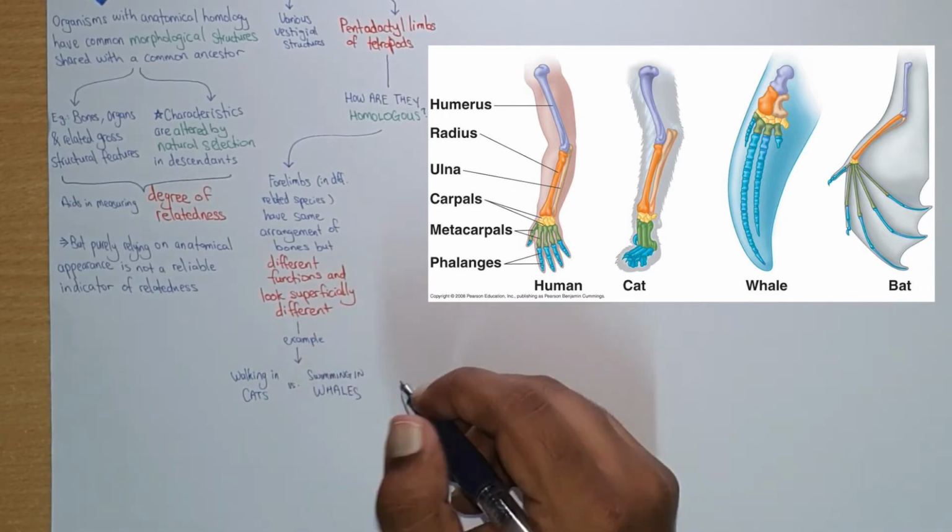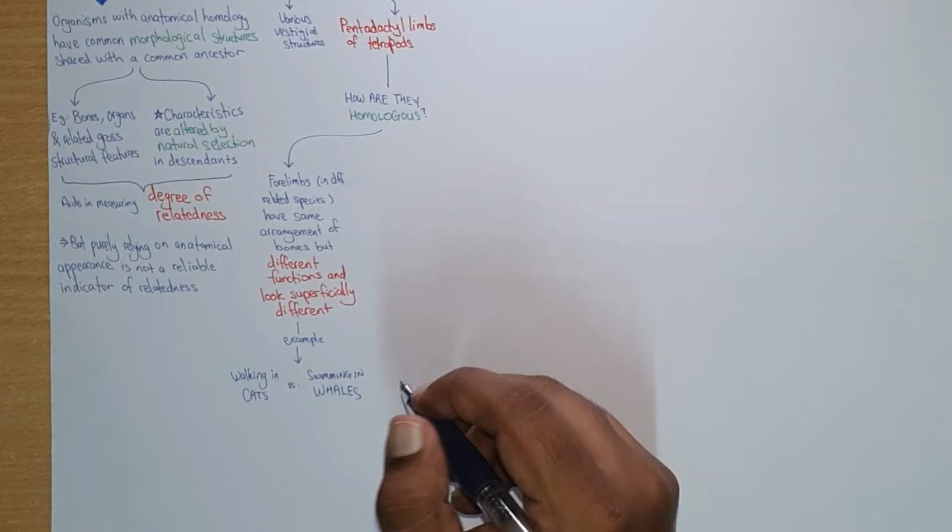looking superficially different in the limbs itself. One example is that of cats versus whales. Cats have their limbs adapted to walking, but whales have adapted them to swimming. But if you actually look at the bone structure, they look quite similar, and because of that you can actually use this to analyze the relationship and how they have evolved from a very early mammal.